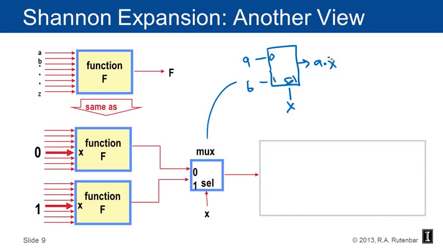If x is a 0, I should send out a and x, because that's going to be a. But if x is a 1, I should send out b and x, right, because that's going to be b. So that's what a multiplexer does.